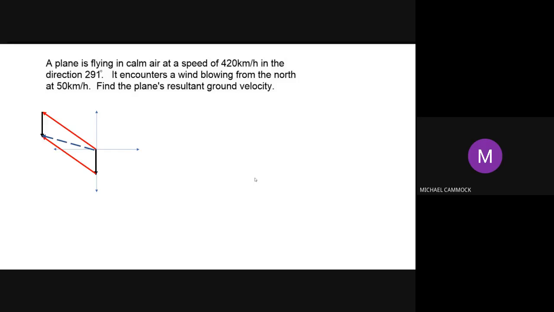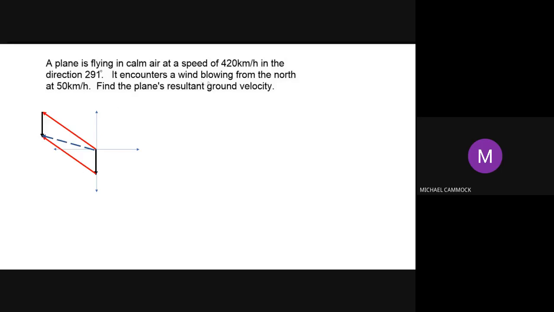So a plane is flying at a speed of 420 kilometers per hour. So the 420 kilometers per hour is in the direction of 291. Hold on. So the 291 is the angle that goes from north all the way. Starting at the north is 0, going past 90, going past 180, going past 270. 291 will be in this, I guess you'd call it fourth quadrant right here. And that's where the 291 is. Starting from here, it's 291 away from north, going in a clockwise direction.